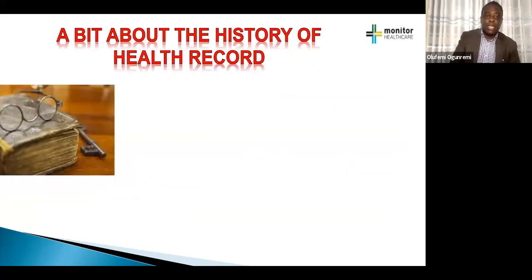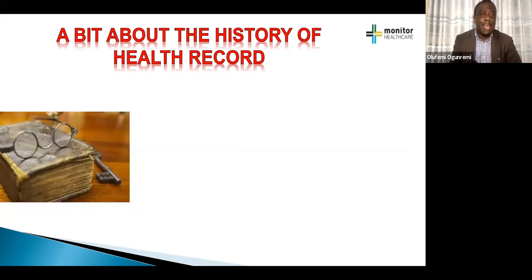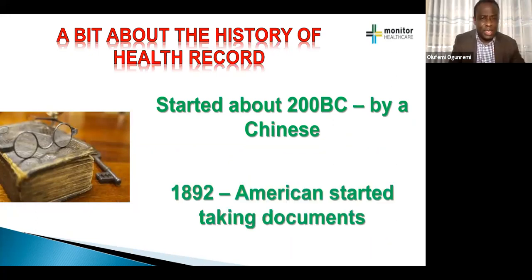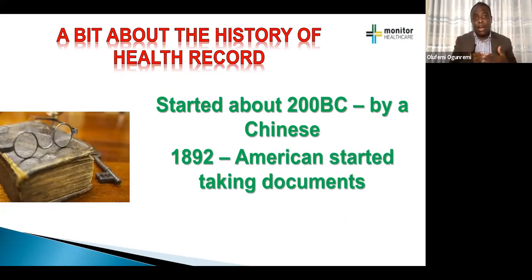So there is a little bit about the history. How did we arrive at talking about health record? I think it's been dated back to as far back as 200 years before Christ, when a particular Chinese man was trying to gather information about his patients. He had quite a number of patients and he was trying to pull things together. From there, things started coming together. And in about 1892, the Americans started upgrading this when a lot of foreigners were going into their country and they wanted to be sure who among these people would have infectious diseases and who would not. From there, they started putting formats together to have a robust health record.